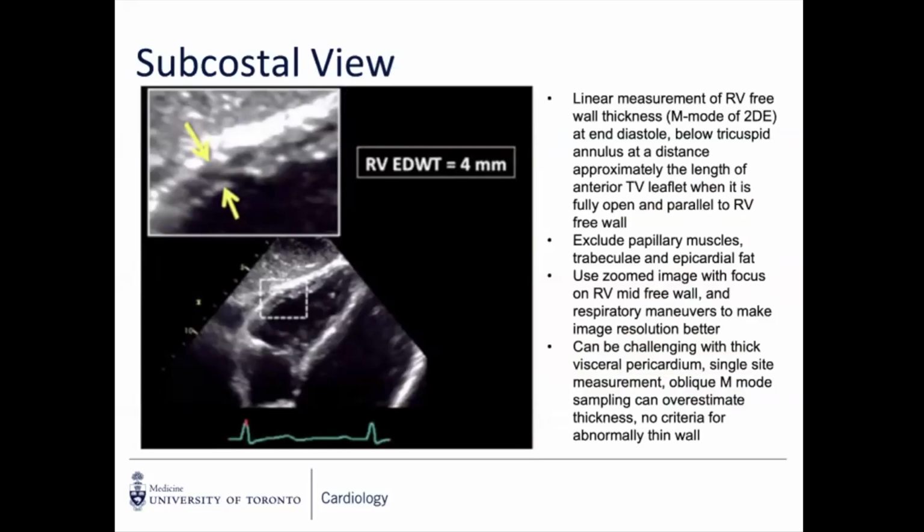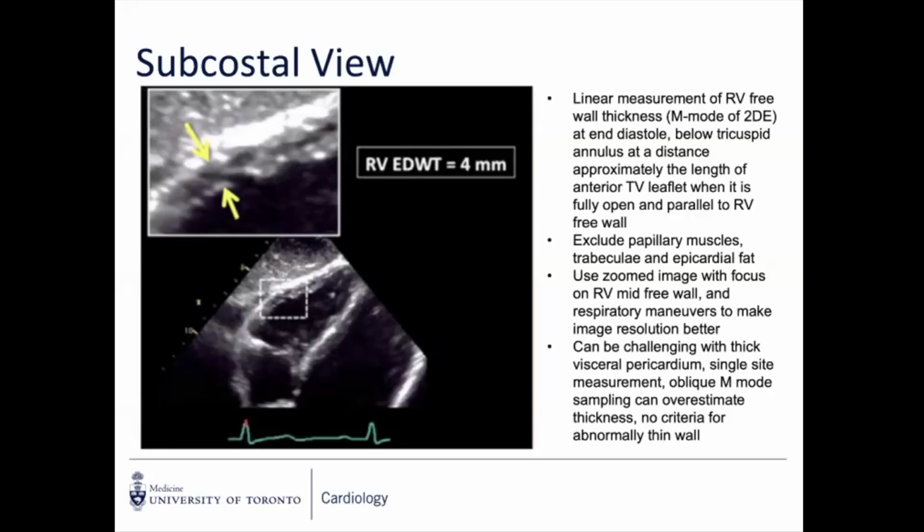At a distance approximately the length of the anterior tricuspid valve leaflet when it's fully open and parallel to the RV free wall. You want to exclude the papillary muscles, the trabeculae, and epicardial fat, so that can be challenging. And you want to ensure that respiratory maneuvers are being used to try to optimize the image quality, and zooming in may be a helpful strategy in this setting.